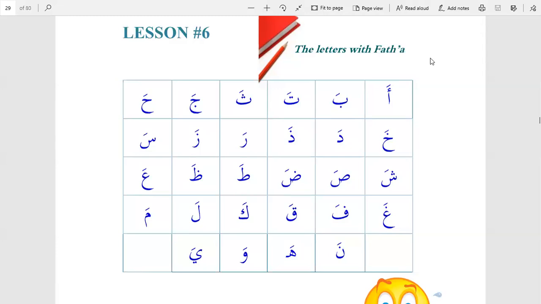Alhamdulillah, we finished the letters with the Fath'a accent, and now we're going to start reading words, complete words that are taken from the Quran that have the letters that we learned with the Fath'a only.